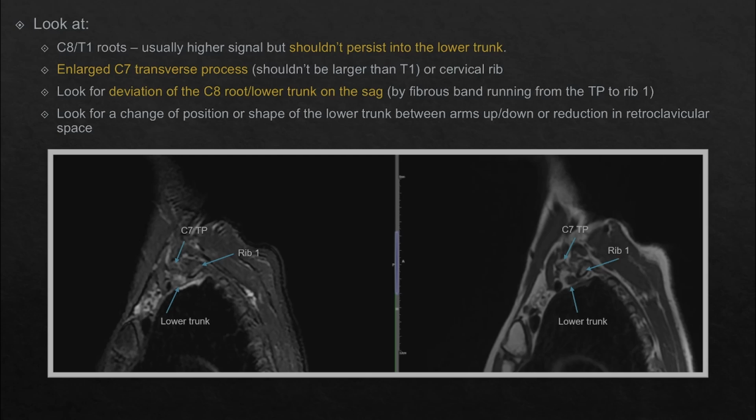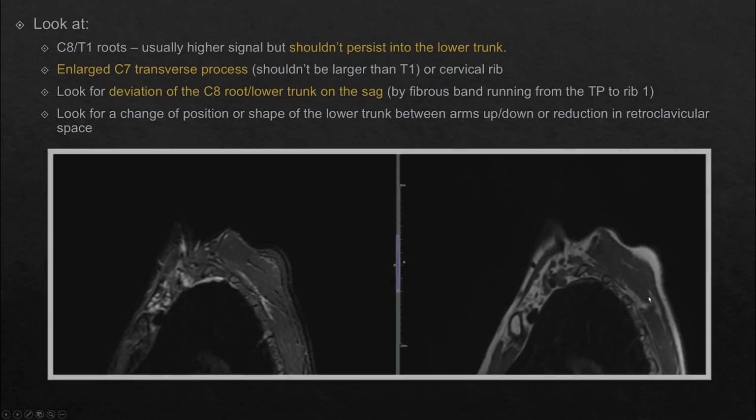You can imagine there is probably a fibrous band running from the C7 transverse process down to the first rib and entrapping the lower trunk, although, as usual, this is very difficult to actively visualize on the MRI due to the plane in which the fibrous band is running.